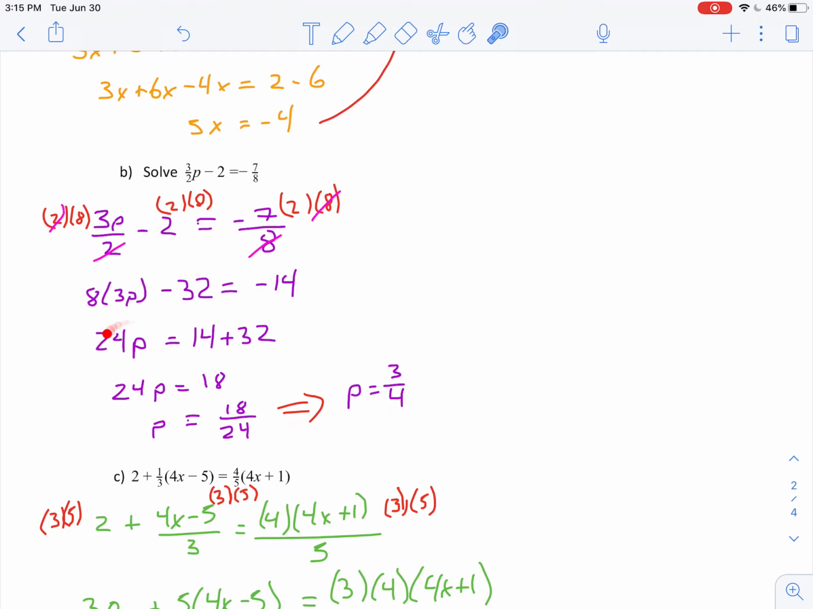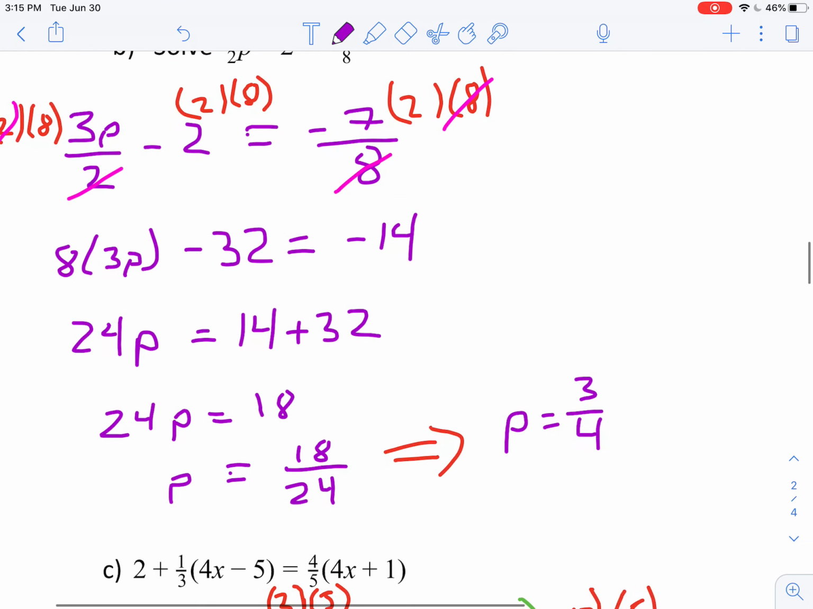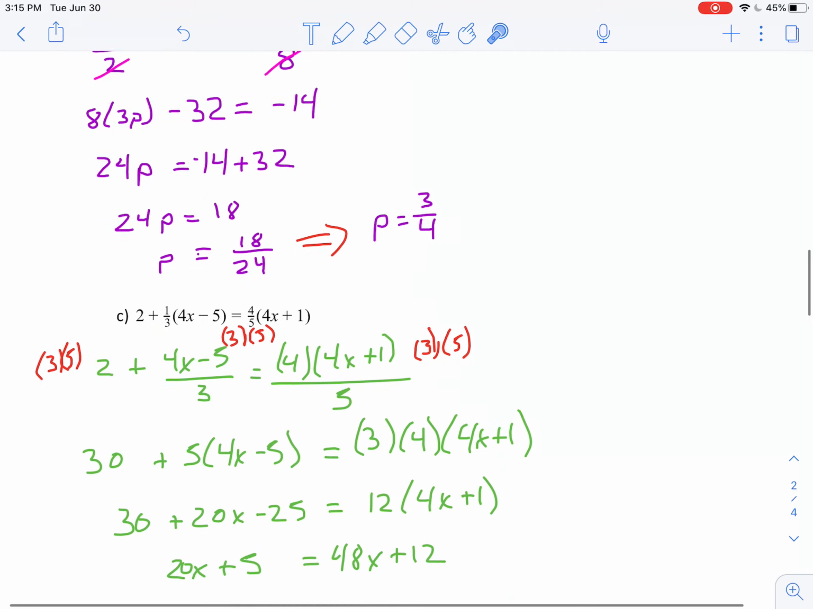8 times 3p is 24p, and I bring this negative 32 over to become positive 32. That should be negative 14. Sorry, I can change things a little bit. That's okay. 24p is equal to negative 14 plus 32, which gives me a value of 18. Divide both sides by 24. p is equal to 18 over 24, and I reduce it so that I have it in lowest terms. In this case, 3 over 4 is equal to p.